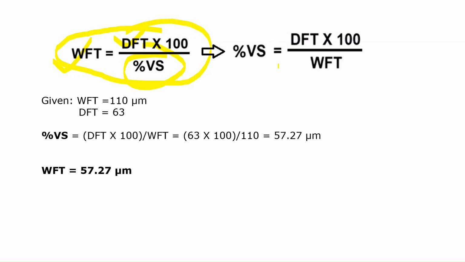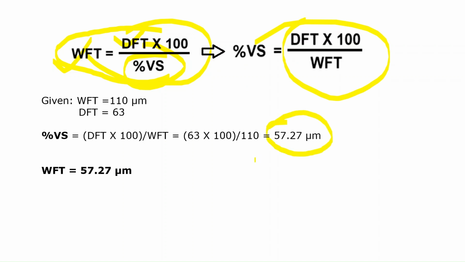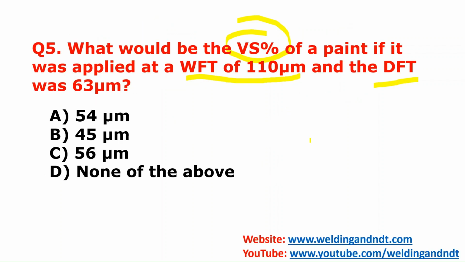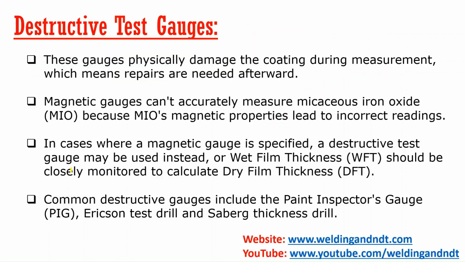So by cross multiplication, VS will come this side and WFT will come at the bottom, and DFT into 100 will remain at the same position. So we'll put all these in the formula, and the answer will be 57.27. So 57.27 is not given in A, B or C. So D, that is none of the above, will be the correct answer.